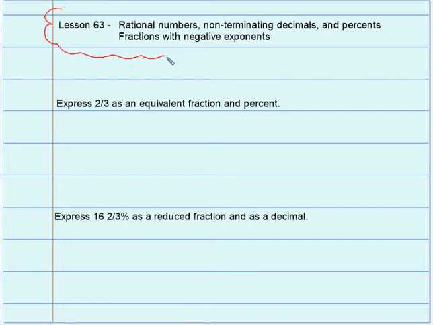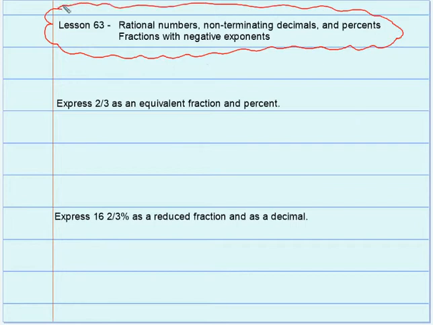Hi class, this is course 3, lesson 63: rational numbers, non-terminating decimals and percents, and fractions with negative exponents. Okay, so these are the first two problems in the first section, rational numbers, non-terminating decimals and percents.